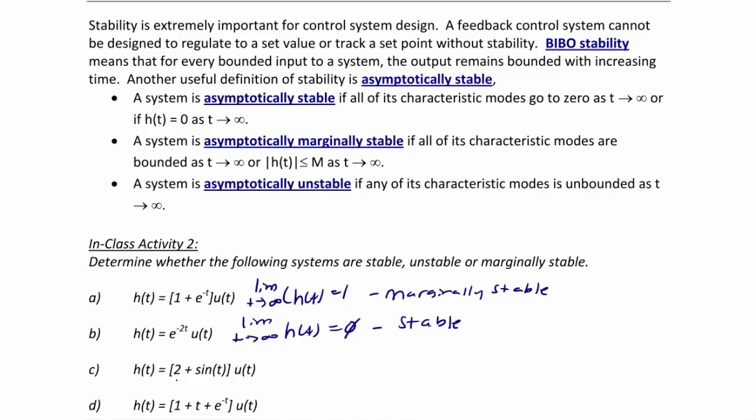What about h(t) equals (2 + sin(t)) u(t)? The limit as t goes to infinity of h(t) is actually not equal to any number because of the sinusoid, but we can say it oscillates around 2, so the magnitude is never going to be greater than 3 or less than 0. So once again, it is bounded by M. So we would say that it is marginally stable.